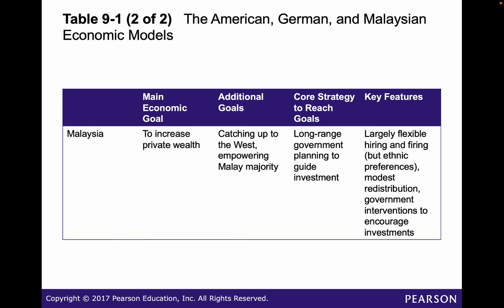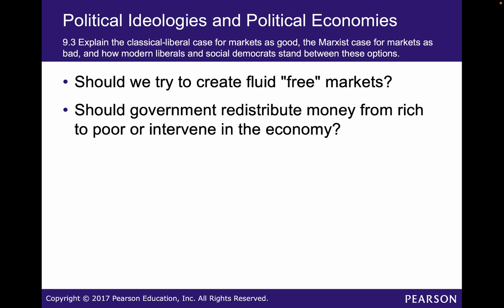Malaysia's aim is to increase private wealth, catch up to the West, and empower the Malay majority, with long-range government planning to guide their investments. It has largely free hiring and firing, but there are aspects of affirmative action, a little bit of redistribution of the wealth, and government intervention to encourage investments.